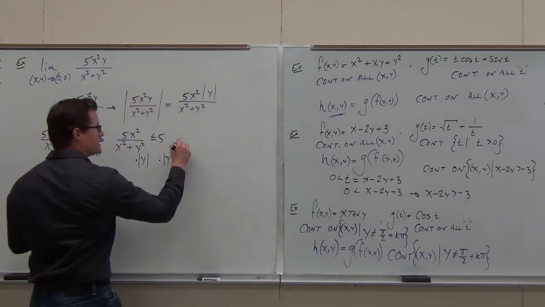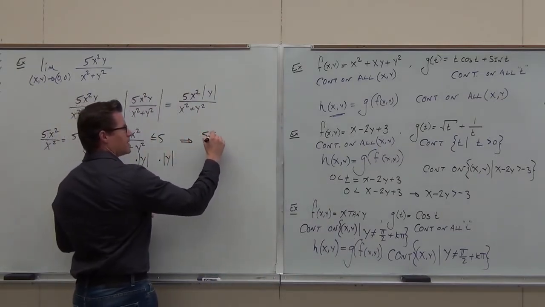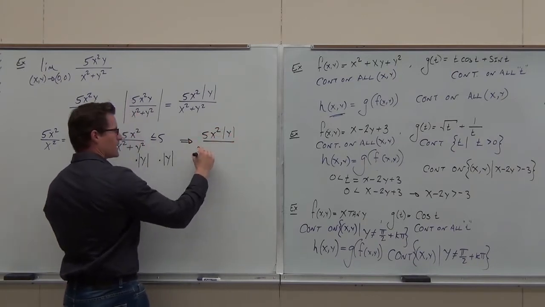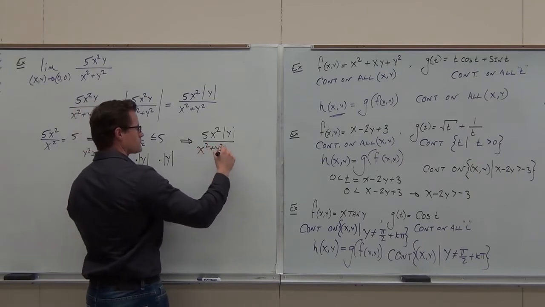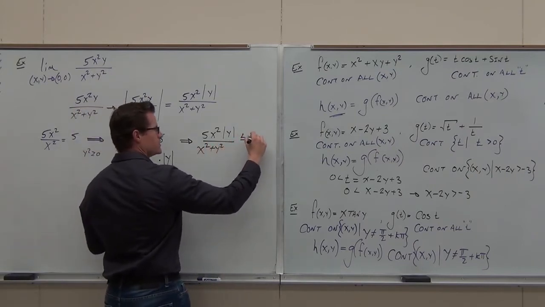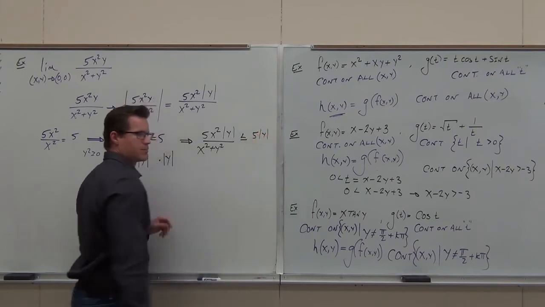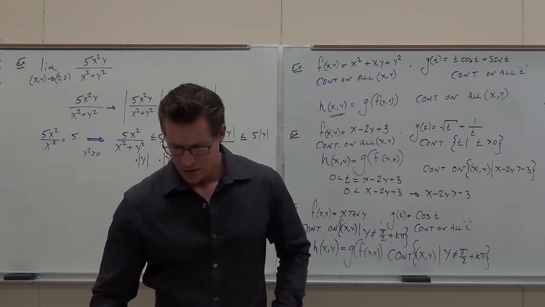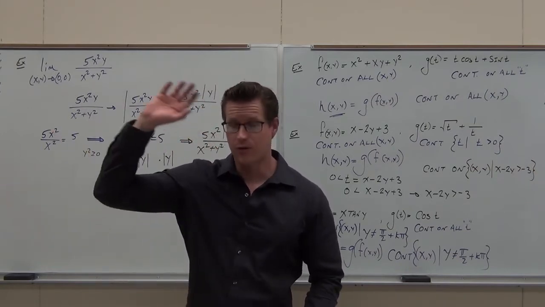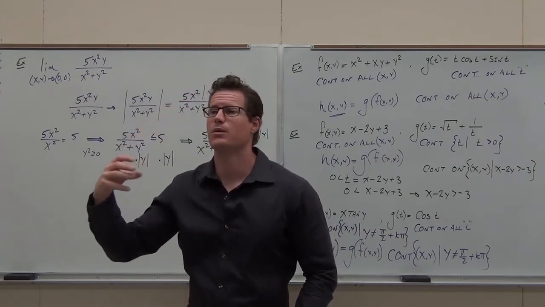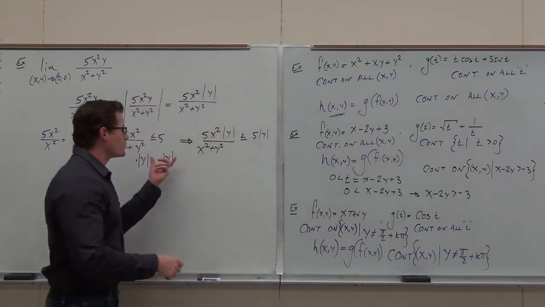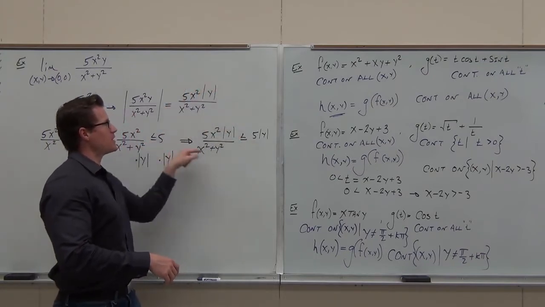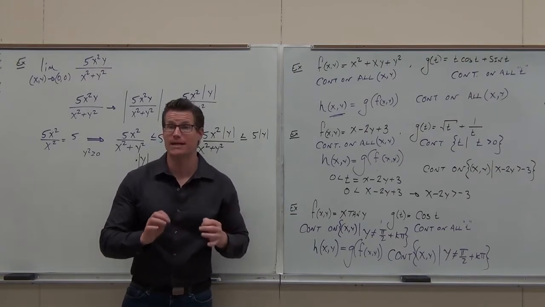No. What it gives us is 5x squared absolute value y over x squared plus y squared is less than or equal to 5 absolute value of y. Can I have an honest show of hands if you feel okay with this so far? This is the reason why we needed the absolute value, so that I could multiply by something and not flip that inequality and get the same thing out of it. Do you guys get the idea? That's why I needed that.